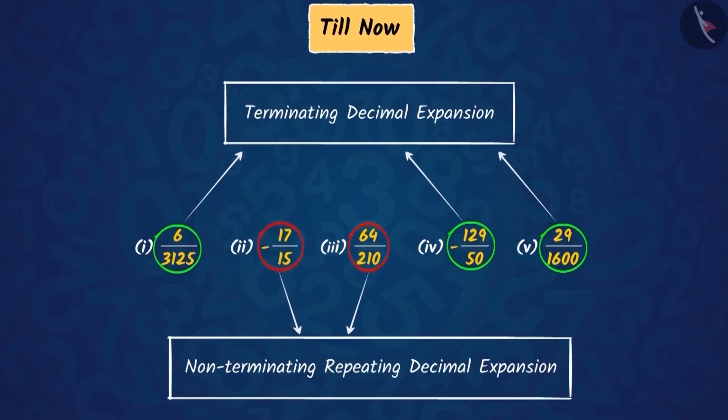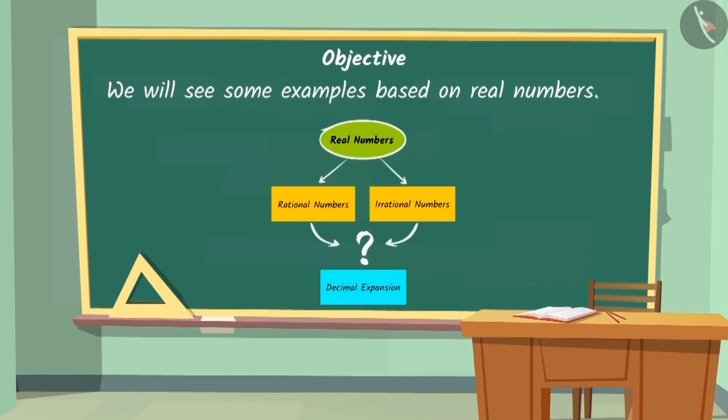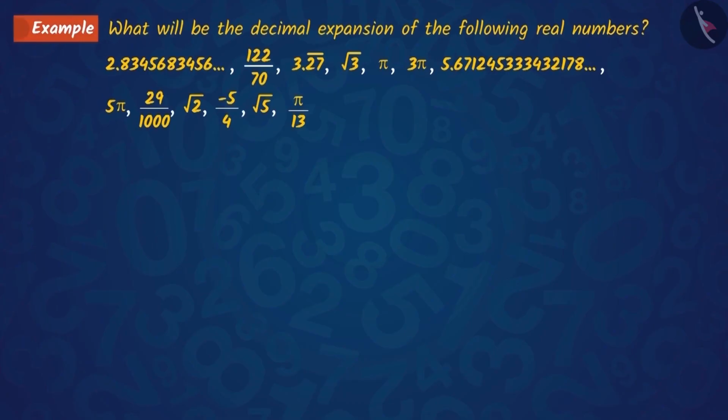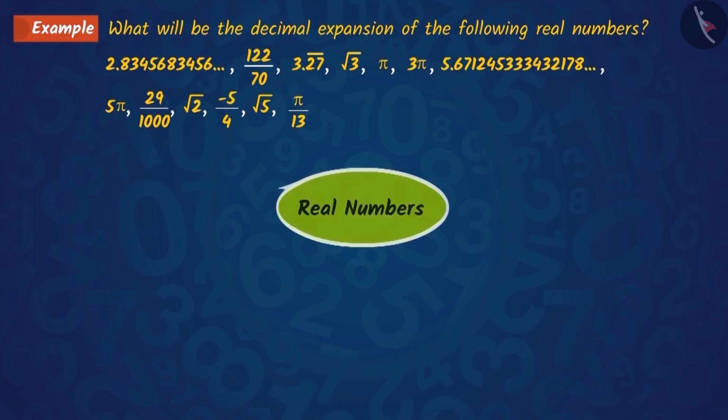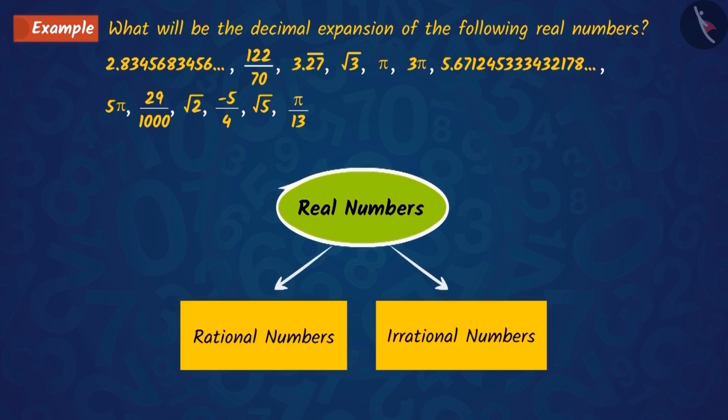In the previous video, we saw some examples based on decimal expansions of rational numbers. In this video, we will see some interesting examples based on real numbers. So come on, let's discuss these real numbers. What can you tell about these numbers by looking at them? These are all real numbers, and real numbers are a set of rational and irrational numbers.